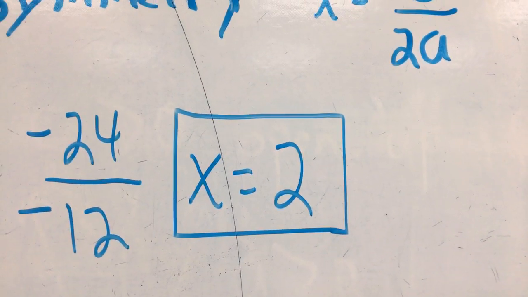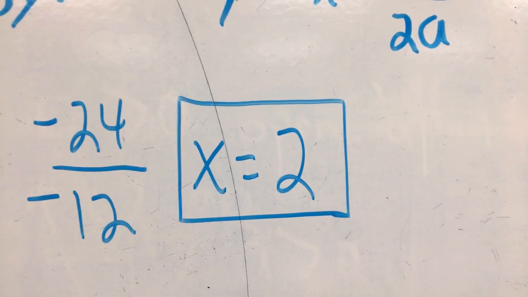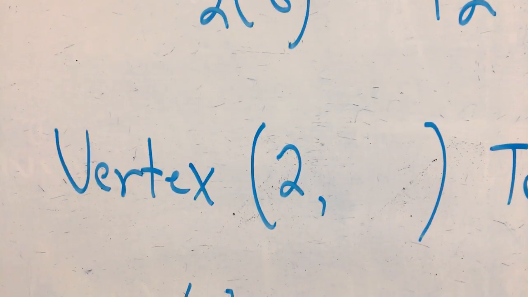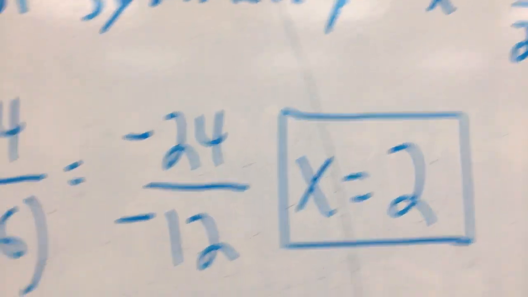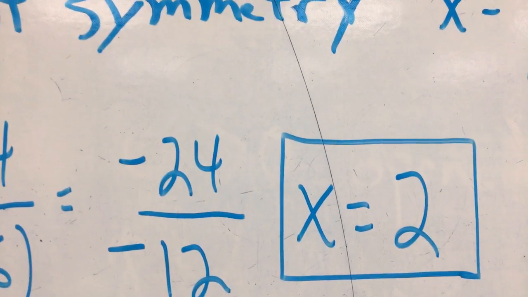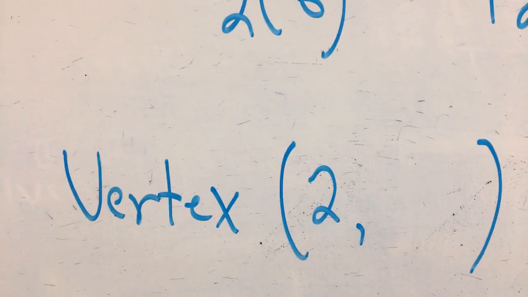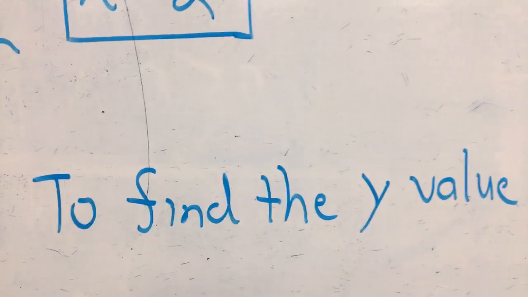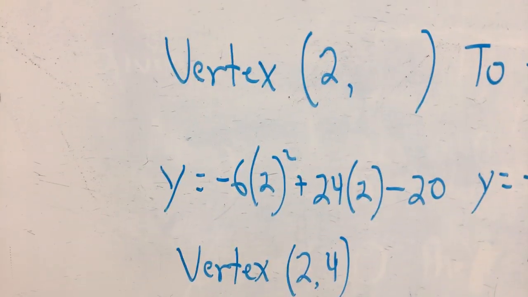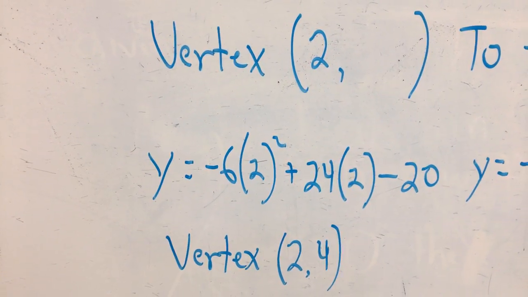Now, I know that the vertex is on the axis of symmetry. Therefore, that is the x value of the vertex. The axis of symmetry is the x value of the vertex. I just need to find the y value. Well, that's easy enough. Y is equal to negative 6.